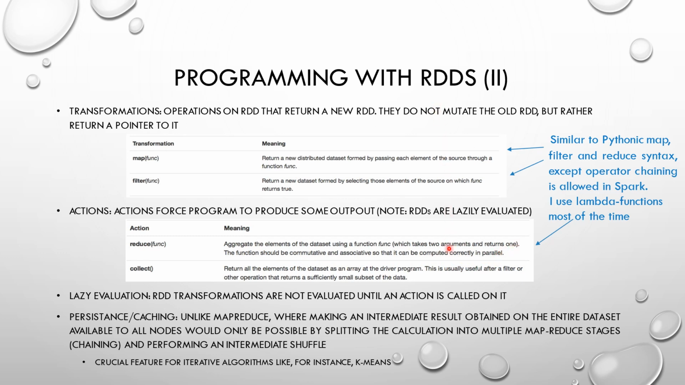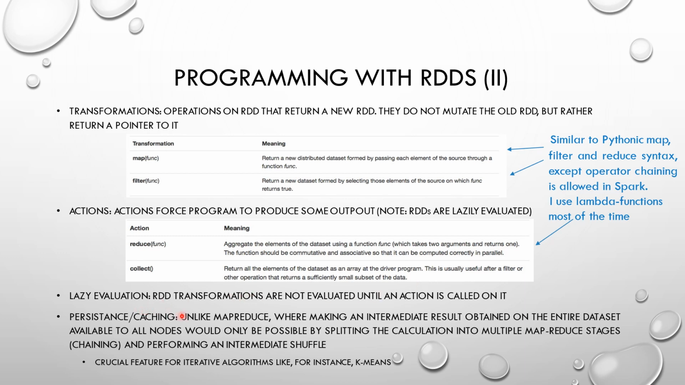These three are similar to Pythonic map, filter, and reduce syntax, except operator chaining is allowed in Spark. Lambda functions are used most of the time. Collect: return all the elements of the dataset as an array at the driver program. This is usually useful after a filter or other operation that returns a sufficiently small subset of data.